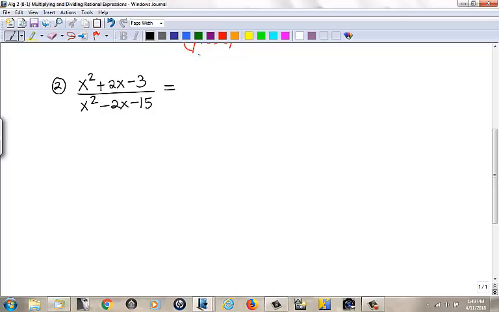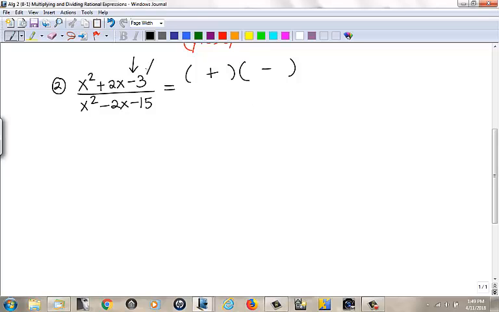Is there an x in each term on top? No. So now I go to 2 sets of parentheses. First thing I look at is that sign. That tells me when I multiply them out, I've got to get a negative 3. So one's got to be positive, one's got to be negative.